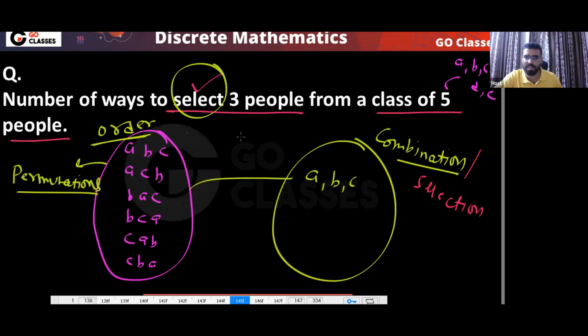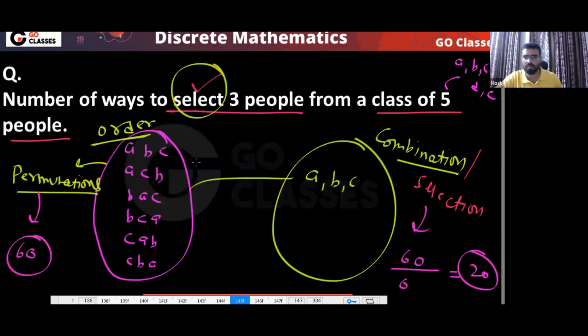So finally, what will be the answer? You already know the number of permutations: 60. So how many combinations will there be? That will be 60 divided by 6, that is 10. So very simple. This is just the division rule.